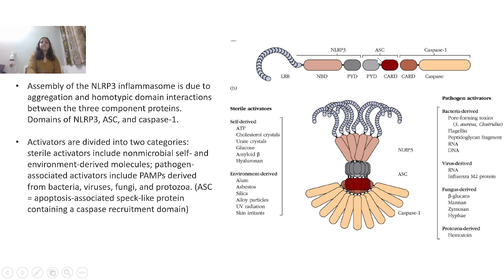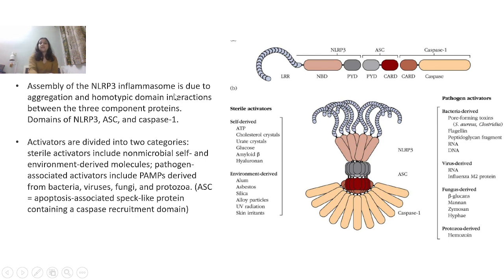This is ASC, another protein which actually helps the binding of NLRP3 and caspase-1. It has a pyrin domain which interacts with the PYD domain of NLRP3 and a CARD domain which interacts with the CARD domain of caspase. So it acts as a bridge between NLRP3 and caspase-1, forming a large complex. Here you can see so many NLRP3 molecules interacting with so many caspases, forming a very large complex, and this whole complex is known as inflammasome.